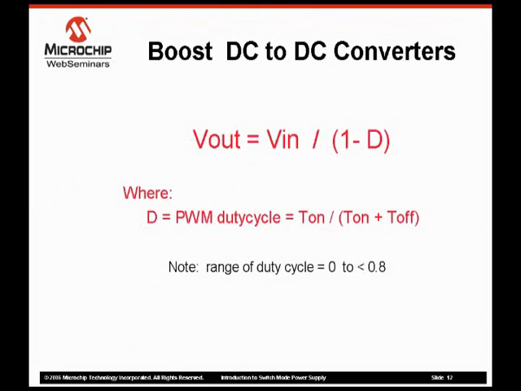In a boost converter, the output voltage increases with increasing duty cycle values. The output voltage will be less than the ideal equation because of voltage drops across the inductor and the diode. The duty cycle is typically less than 0.8 to allow time for the inductor current to fall to zero.